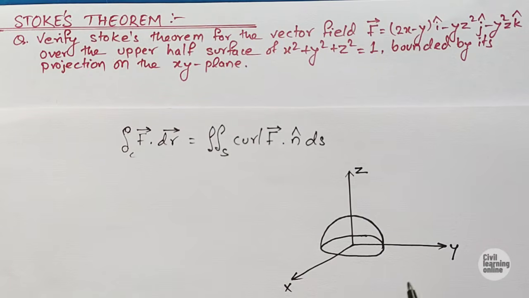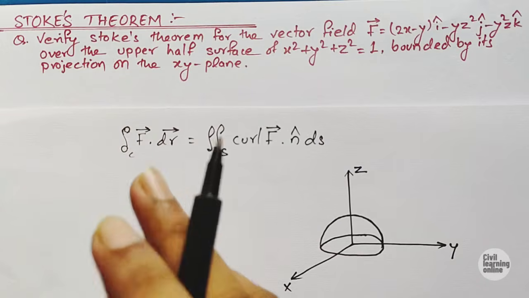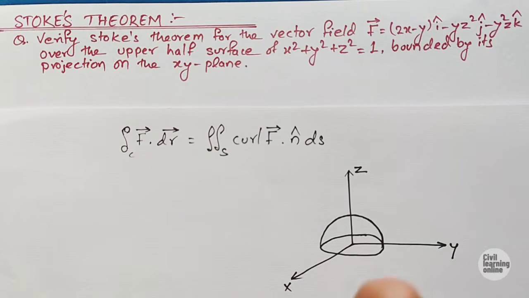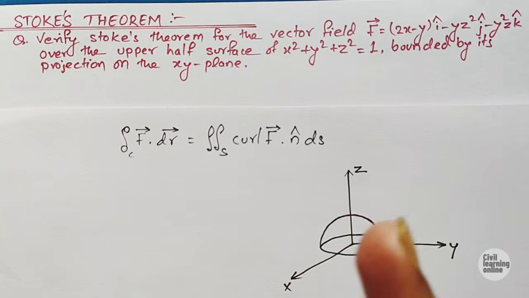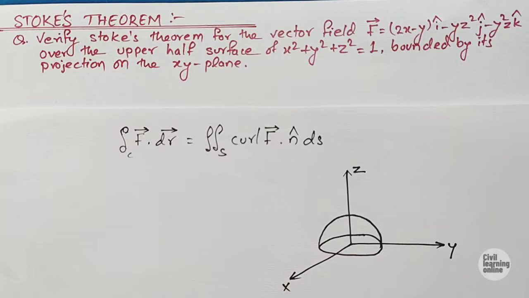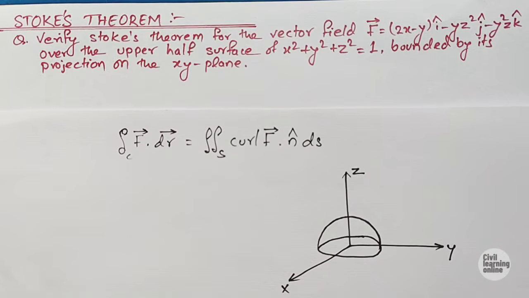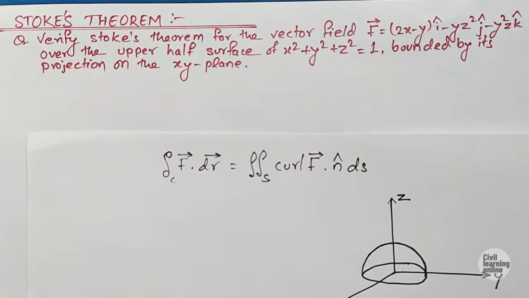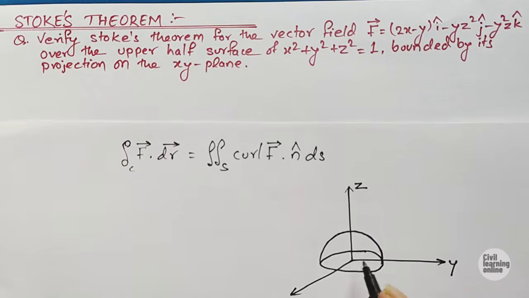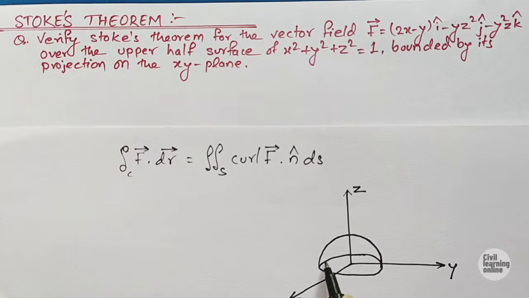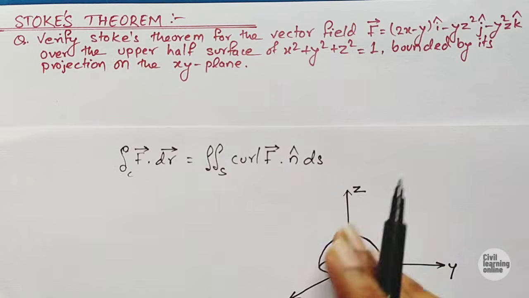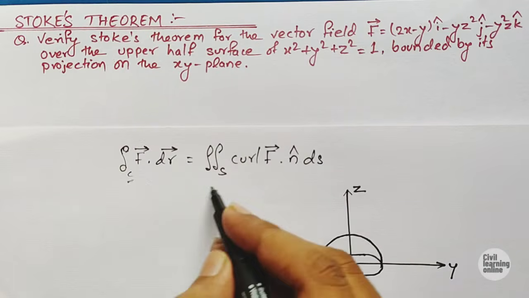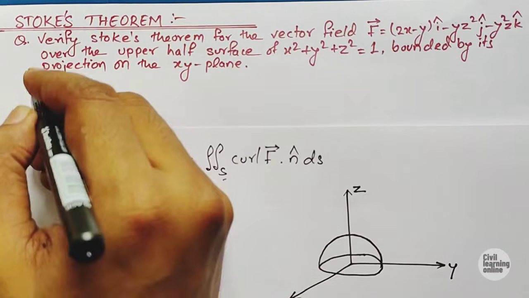Now as per this diagram, we need to follow the steps for solving a numerical based upon the Stokes theorem, and after that we will proceed with the solution. So let us write here the solution. Let us assume that we have two things from the equation, that is C and S.